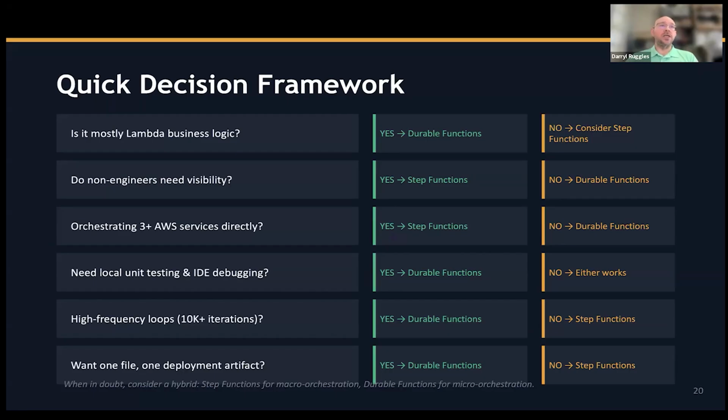If local testing and IDE debugging is important, I think what's provided with durable functions is really, really well done. And it's going to be a lot easier for developers who are familiar with the normal development process to debug and test durable functions compared to Step Functions. If you have many high frequency loops, of course, because of the way the costing works with Step Functions, I think start out with durable functions in those cases and see if you can make it work. And if you just want something very simple, one file, one artifact, put it all in one Python script or one JavaScript file, durable functions is probably where you want to start.